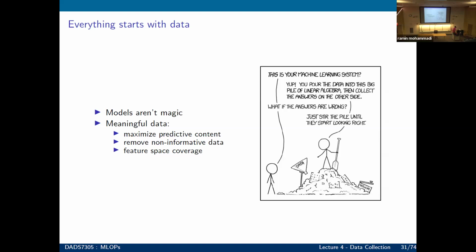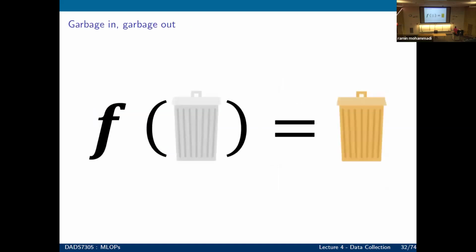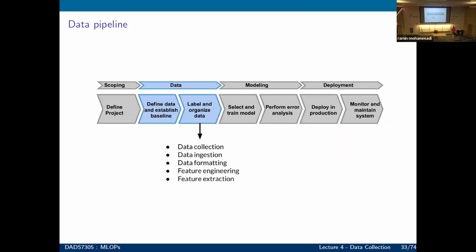Meaningful data is data that has maximum predictive content. You got rid of all the noise that it has. You focus on the part that's important. You have removed the non-informative data, and it has good feature space coverage. Because all of that gives you one thing, right? Garbage in, garbage out. And this happens a lot, because companies have lots of data, and you don't have the engineers to clean it. You either need to outsource it for cleaning, or you say, let's build on it and let's see what happens.